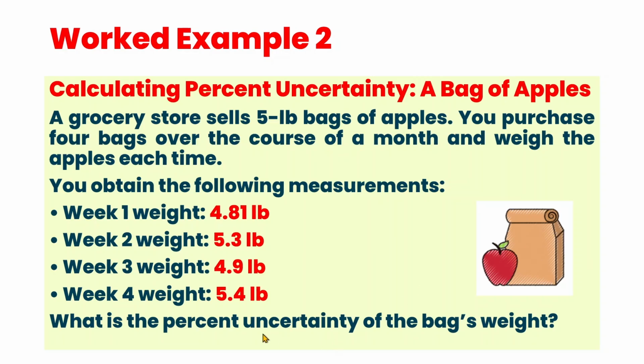Remember the formula? All we need to do first is subtract the given measurement, in this case 5 pounds, with each of the given values every week. Whichever results in the greatest difference, that would be our uncertainty or sigma A in the numerator of the formula. Our A here is 5 pounds, and the sigma A for the numerator would be the greatest difference between A and each of the measurements. Okay, so let's do this.